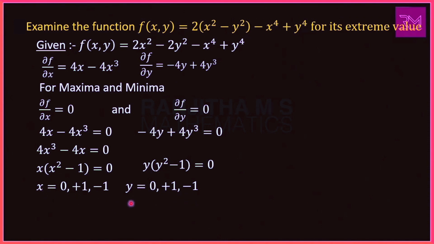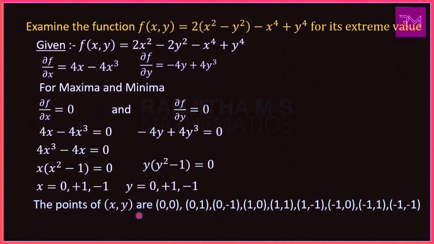After obtaining the x and y values, we get the points (x, y) as (0, 0), (0, 1), (0, −1), (1, 0), (1, 1), (1, −1), (−1, 0), (−1, 1) and (−1, −1). These are all the points for the function f(x, y). After obtaining the points, we have to find the a, b, c values and then construct a table. Hence, we get the extreme value for the function f(x, y). This is the procedure to solve for the extreme value of the function.